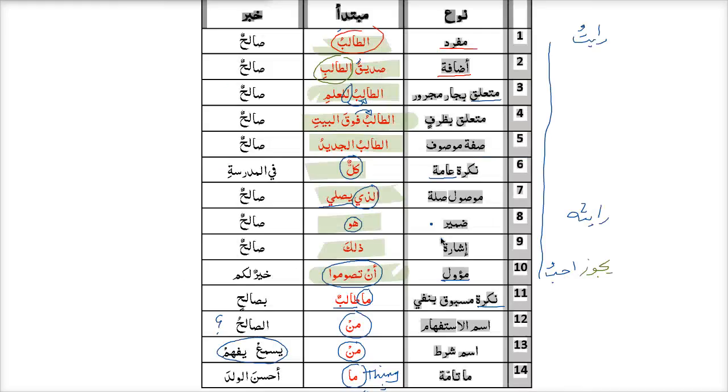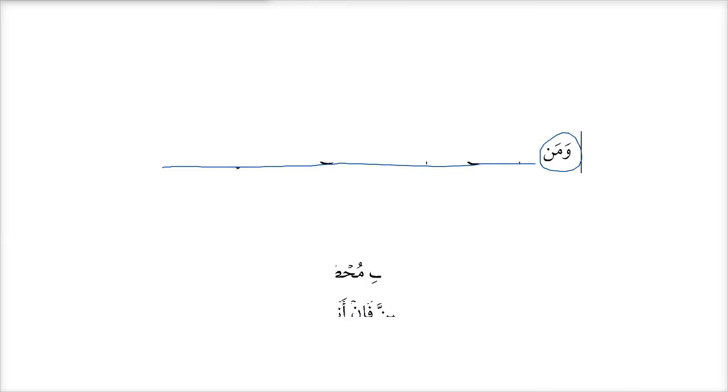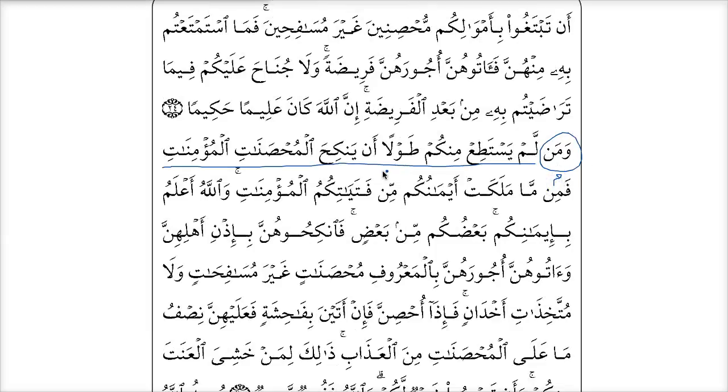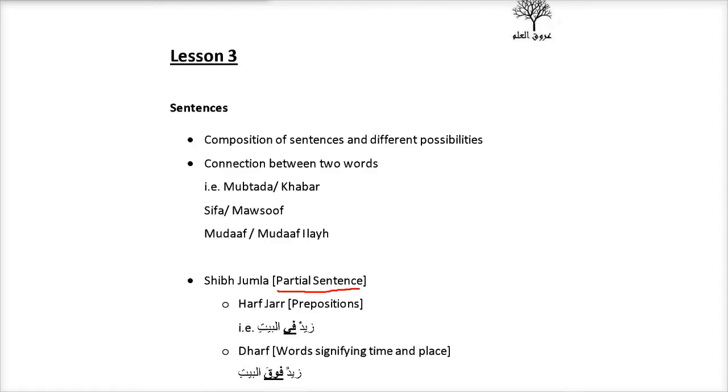Yeah, this is very good. So this is man. Number 13, ism shart. You'll learn more about ism shart as you go along, but understand that this is ism shart. So man, whoever. So this will become the mubtada, and all the rest of it will be treated as khabar. So whoever, lam yastati' minkum tawlan. All of that, up to there, is the khabar. It's quite a long khabar. But in the Quran, it's important to recognize the khabars because the translation can change by different tarkeebs. Anyway, alhamdulillah, we've covered that.